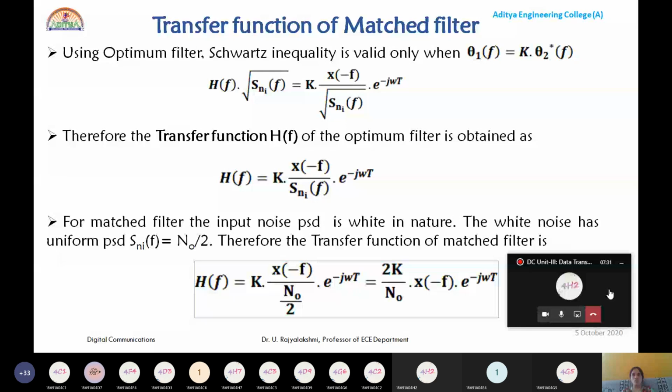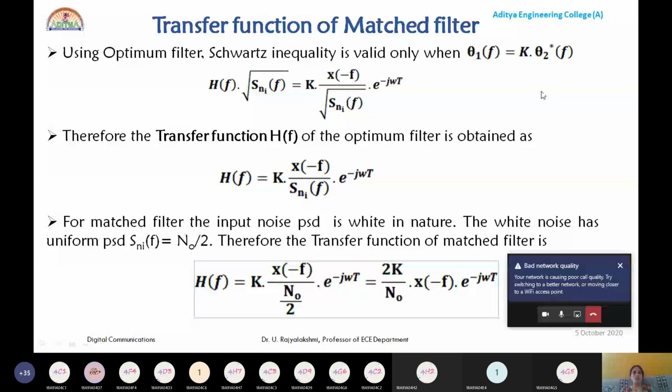Using the equation for the transfer function of the optimum filter, we calculated the transfer function using the validity equation of Schwarz. Here the Schwarz inequality is valid whenever theta 1 of f is equal to k times the complex conjugate of the second function. So the first function is equal to k times theta 2 star of f.